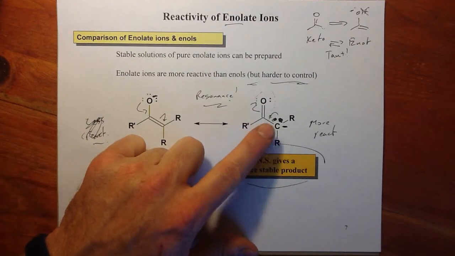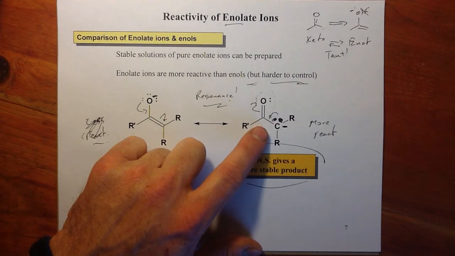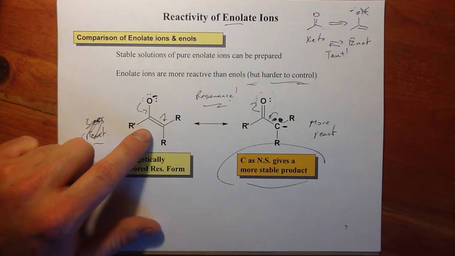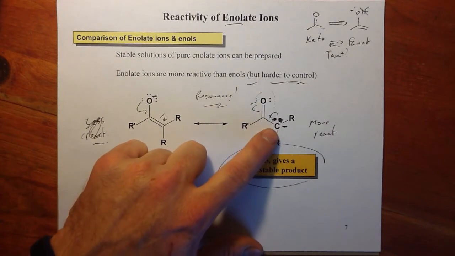So we'll often draw the enolate ion through, as represented by this resonance form. We could have used this one just as easily, but you'll see in my notes that we often use this one because this is the carbon we attack things through.